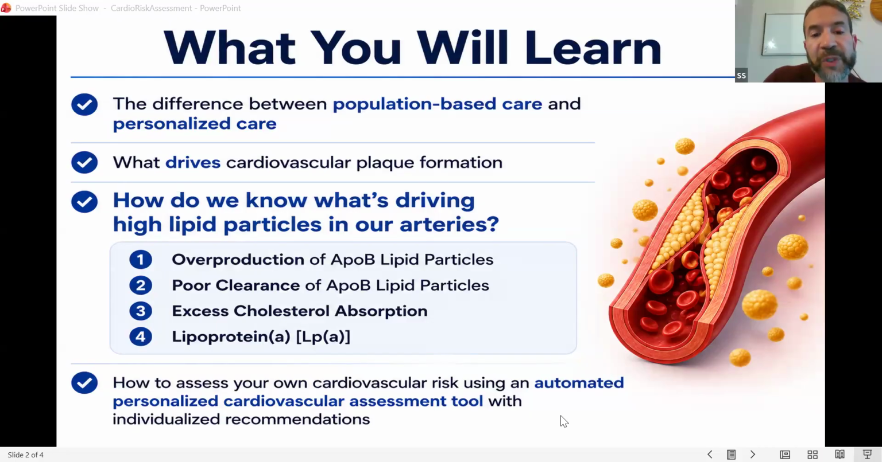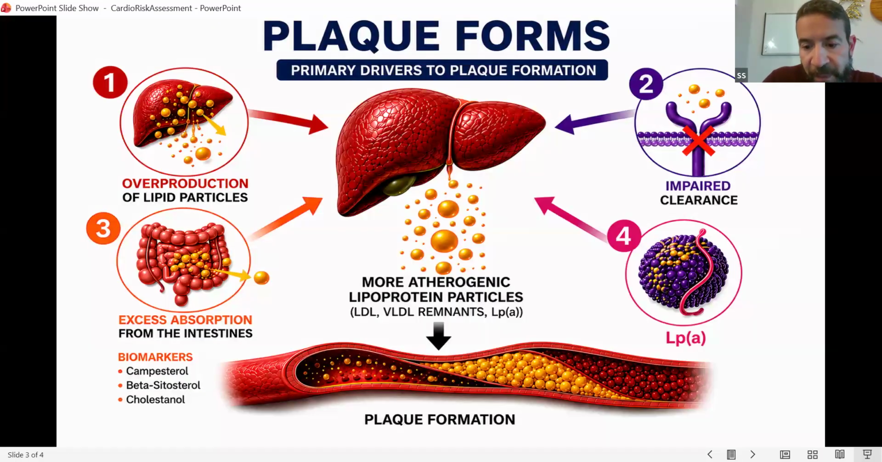And last, I'll be presenting an automated cardiovascular tool that will show you what is driving plaque formation, and it will provide guidance on how to lower your risk and stabilize plaque based off of your labs, your data, and not somebody else's. So let's start with how plaque forms. Let's understand that first and get right into it.